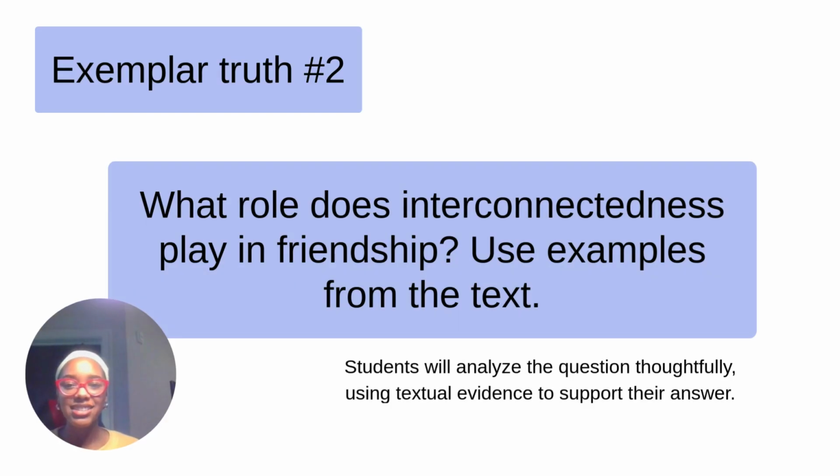The second truth that students would explain is, what role does interconnectedness play in friendship? Use examples from the text. And just like the first question, they will analyze the question thoughtfully and use textual evidence to support their answer.